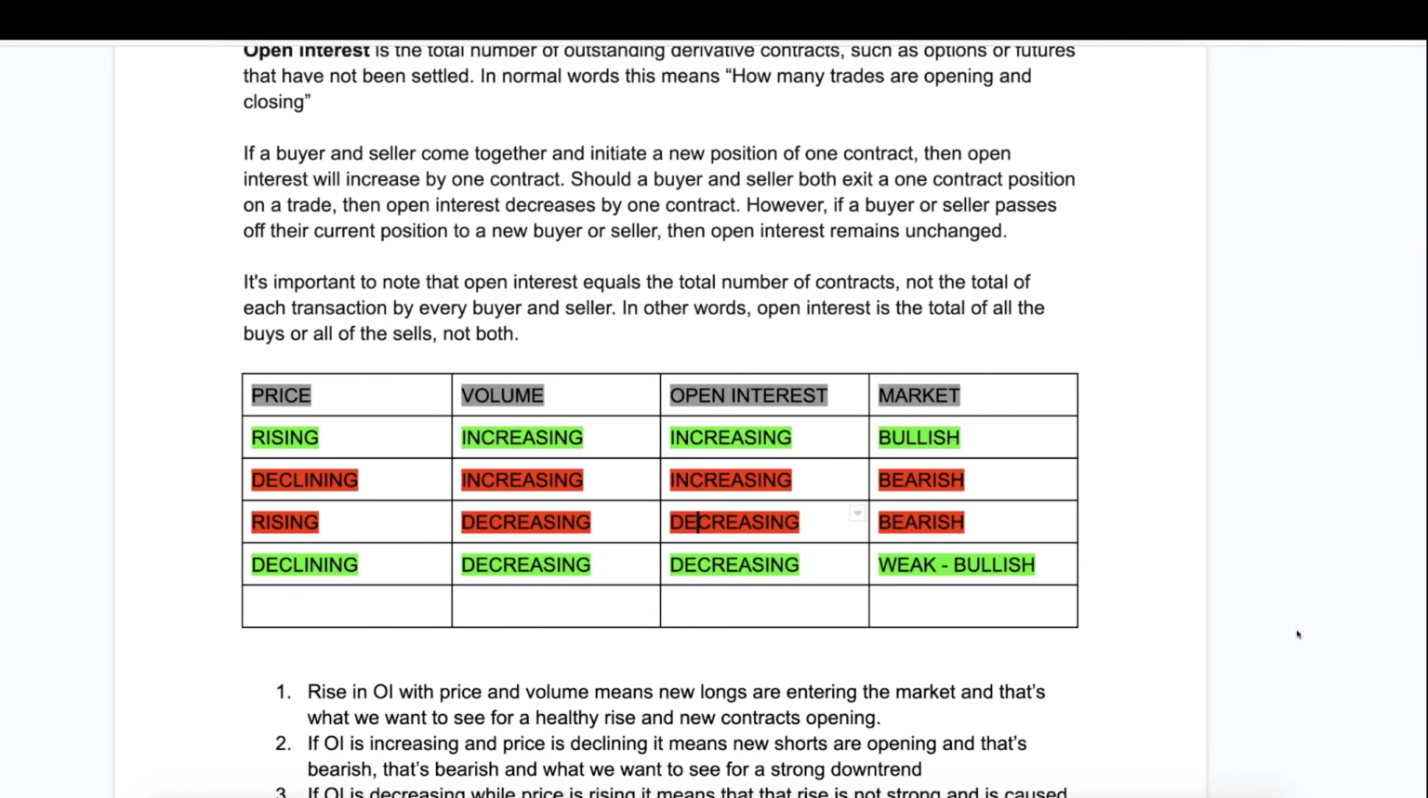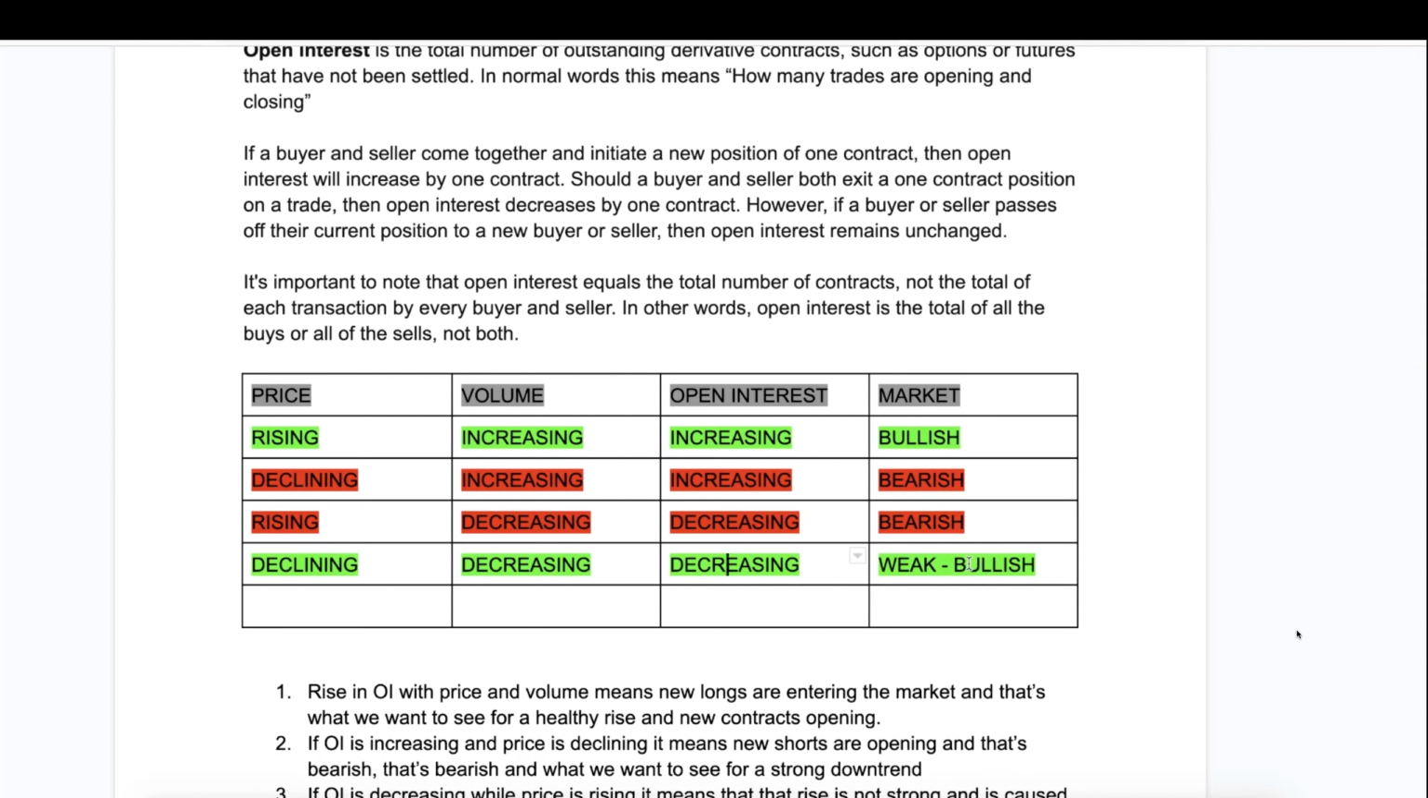Coming back to our chart right here, when we see price going up, but we see volume and open interest going down, that is bearish. This is a weak uptrend. When we see price coming down and we see volume coming down and we see open interest coming down, this means it's a weak bearish downtrend.